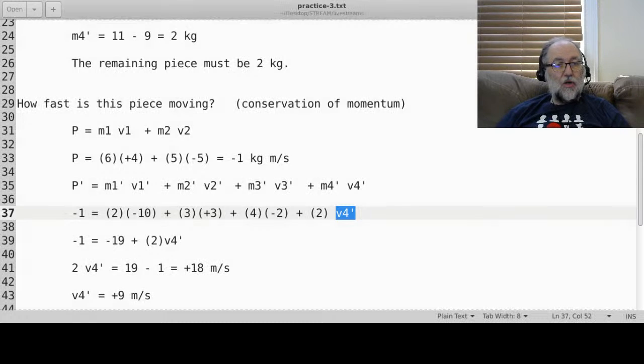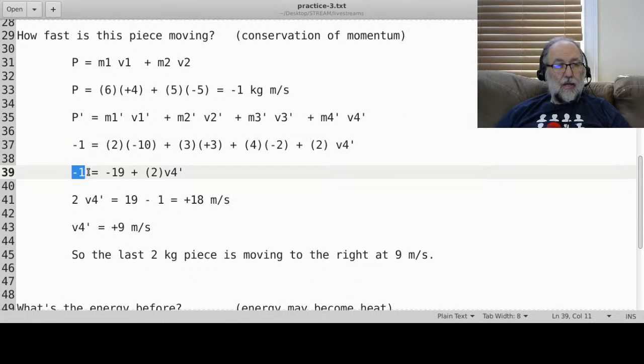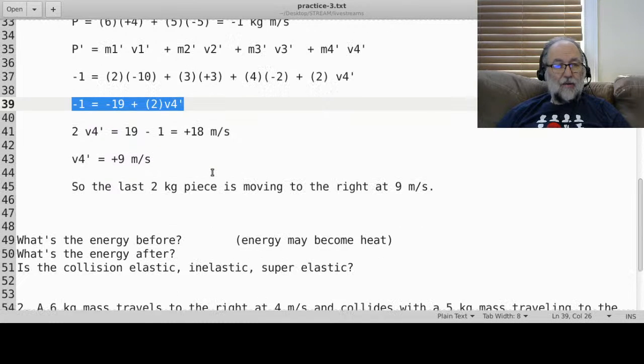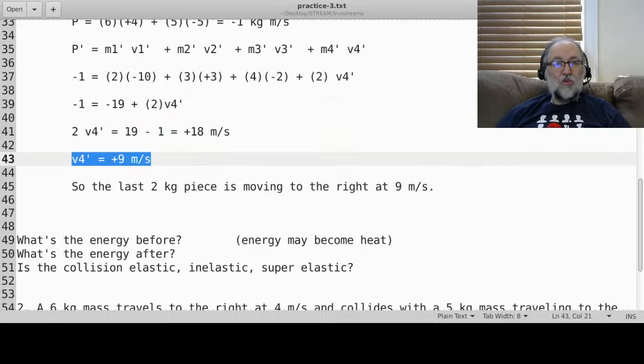Well, the rest of this is just working it out. So you get negative 1 is equal to negative 19 plus 2 times v4 primed, and v4 primed turns out to be positive 9 meters per second, okay? And that positive, I've been writing in the positives explicitly, to say to the right. That tells you that the 2 kilogram piece is moving to the right at 9 meters per second, okay? So that answers the question, how fast is that fourth piece moving?